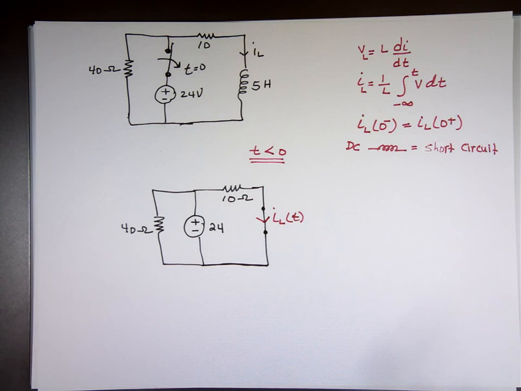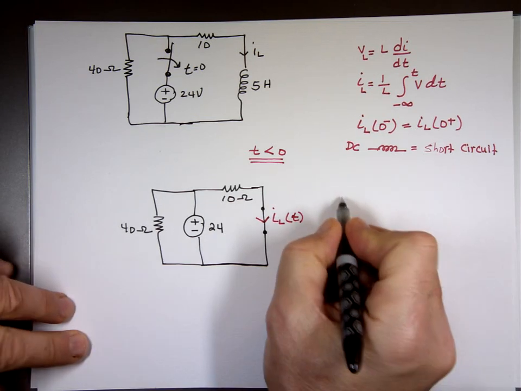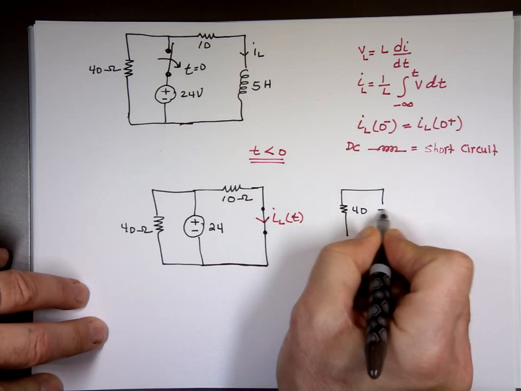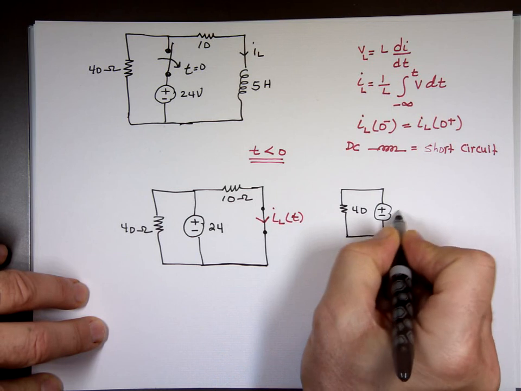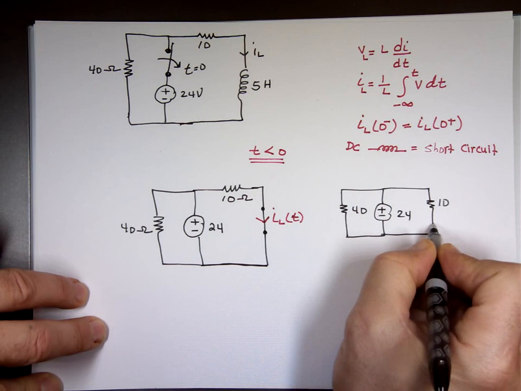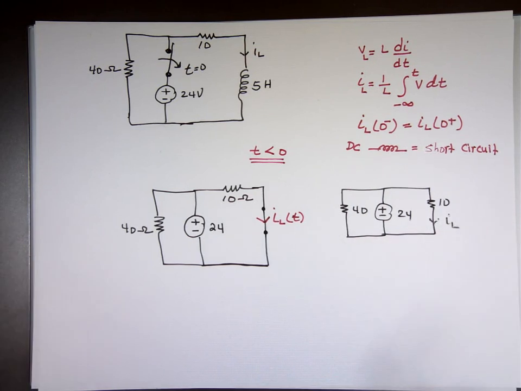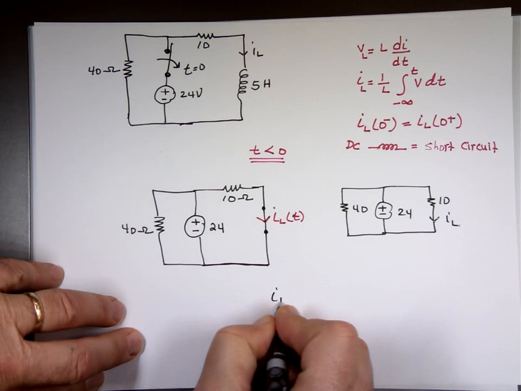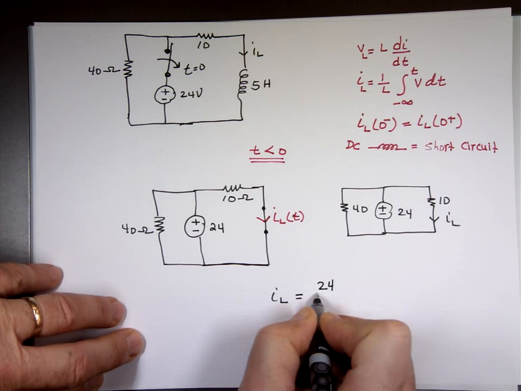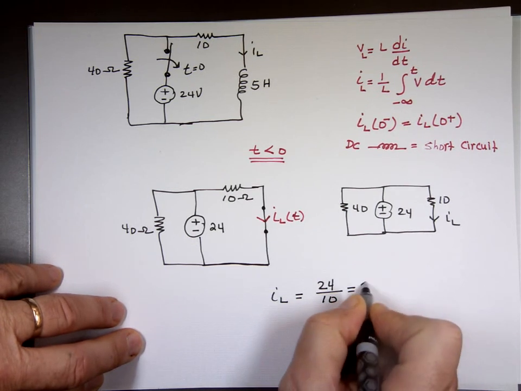And what's that current? Isn't that the same current going through the 10 ohm resistor? So if you look at that circuit, if you redraw that circuit, you have 40, 24, and 10. And I'm looking for that current. I can use Ohm's law. What's I sub L equal to? The voltage is 24 divided by the resistor, which is 10. That's what? 2.4.